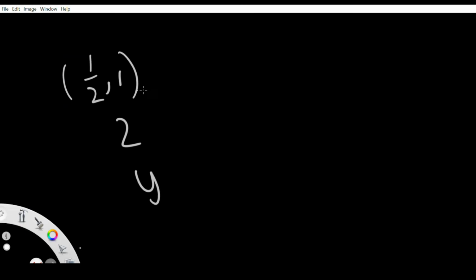So write in slope-intercept form and point-slope form, we have 1 by 2, 1 as our point and 2 as our slope. So y minus y1, which is 1, is equal to 2 times x minus x1, which is 1 by 2.